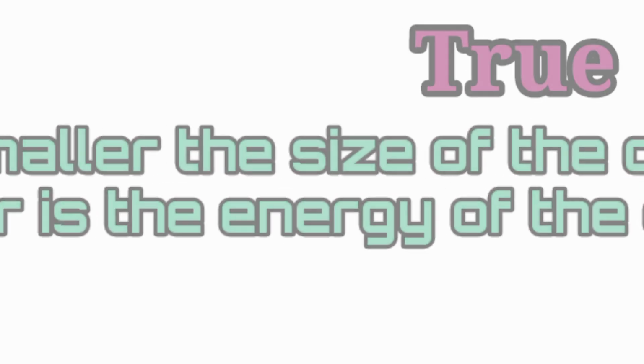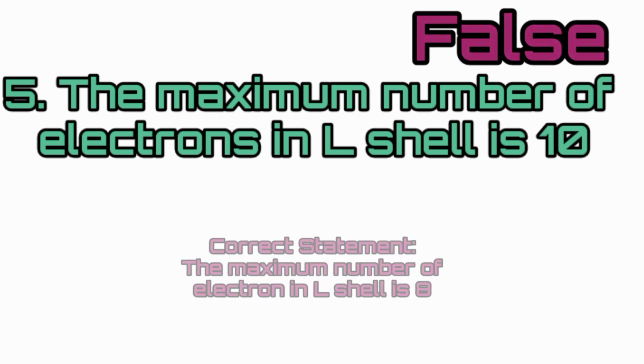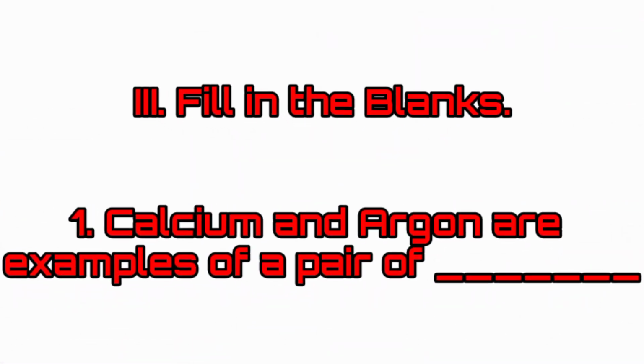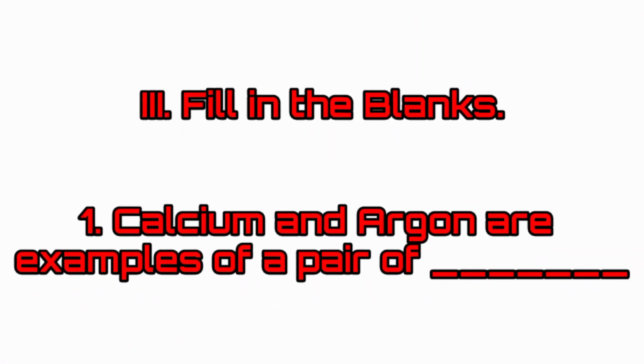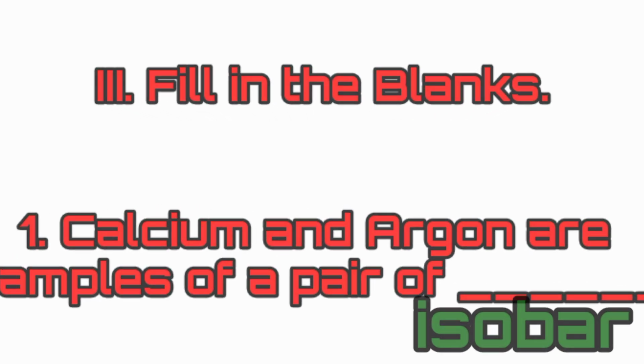So answer is true. Fifth question, the maximum number of electron in L cell is 10. Answer false, not 10, it is 8. The correct statement is the maximum number of electrons in L cell is 8. Fill in the blanks. Calcium and argon are examples of pair of dash. Answer isobars, because they are having same mass number but different atomic number.